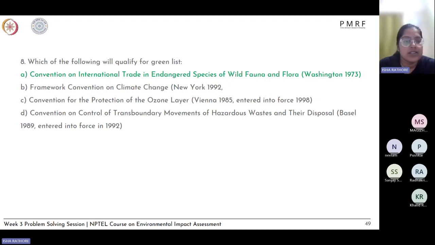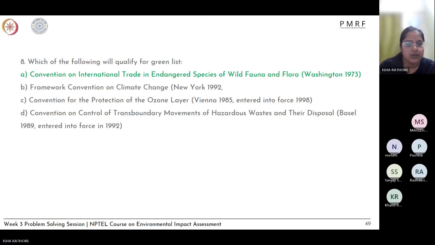Okay, so the correct answer is Convention on International Trade in Endangered Species of Wild Fauna and Flora. So the IUCN has a green list, in which programs and conventions are assigned. These are basically the projects or programs which work towards equitable and environmental protection and conservation measures. So the Convention on International Trade in Endangered Species of Wild Fauna and Flora falls under the IUCN's Green List.